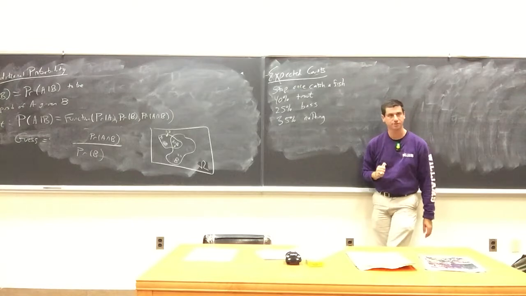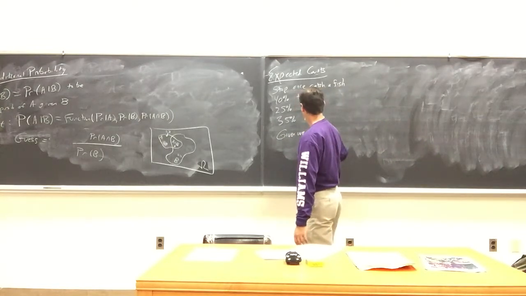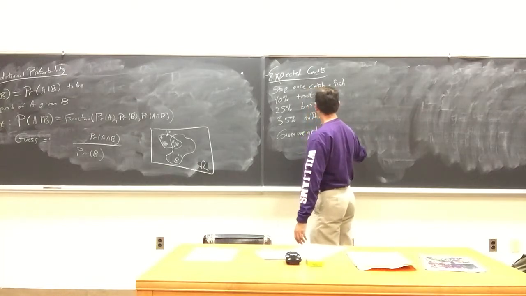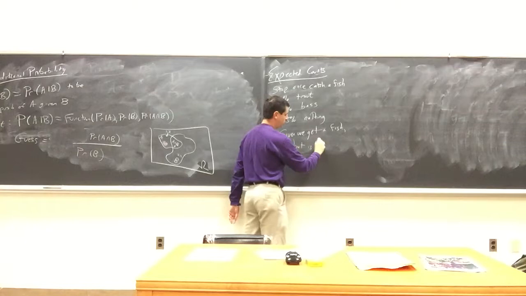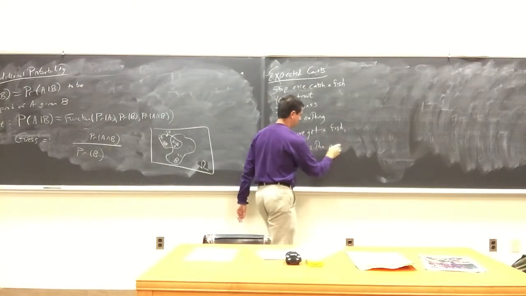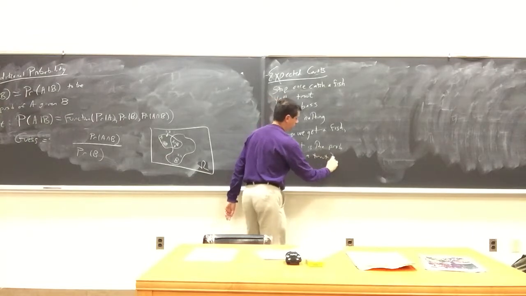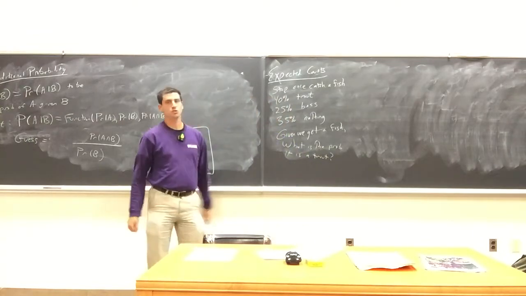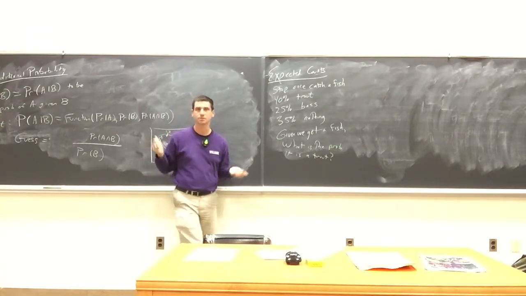Given that we catch a fish. So, given we get a fish, what is the probability it is a trout? Just looking at this, what kind of answer can you give me without doing any detailed calculations? What can you tell me about the answer?